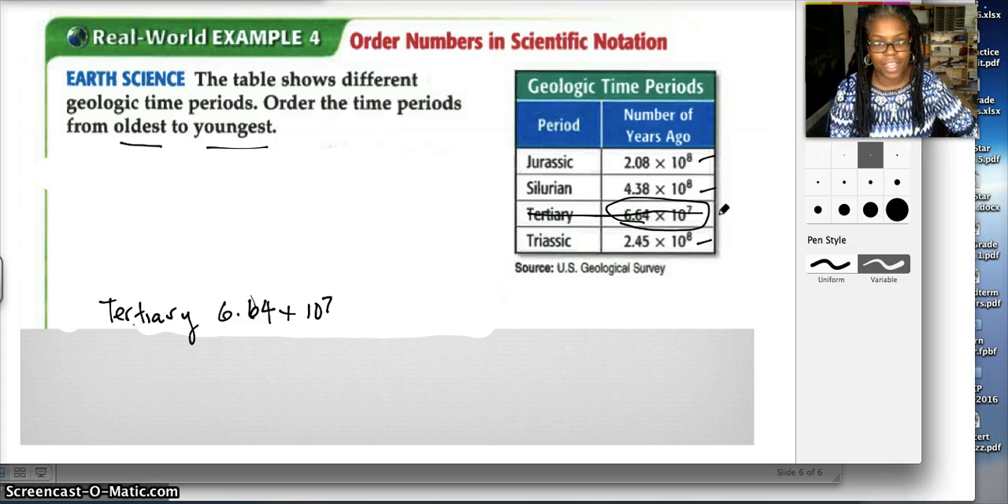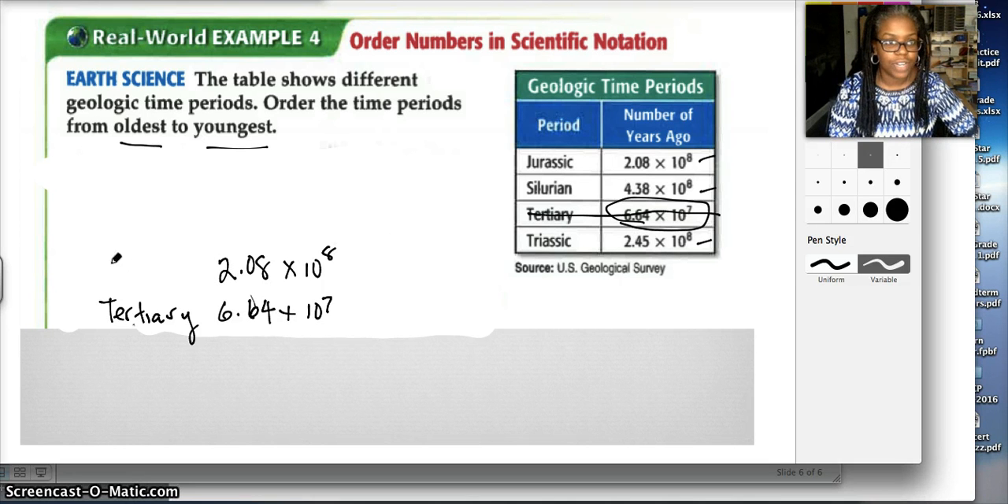Let's get that out of the way. Let's see which one would be the next youngest. Well, since these all have a power of 8, we need to now look at this number here to determine which one is the next youngest, the least furthest away, and that would be the Jurassic, because 2.08 is smaller than each of these numbers. So I'll put this down, and then I'm going to put down Jurassic.